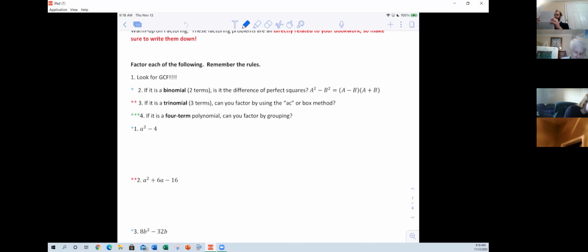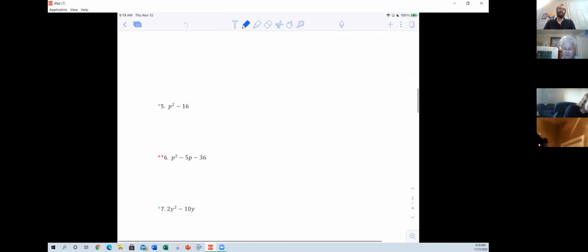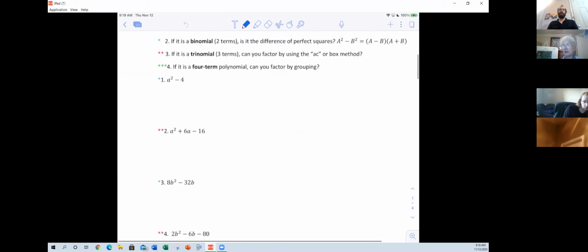So the first ones I want to start out with are the binomials. And these I've listed in the order that they appear in your homework, but we're going to go through and do the binomials and then the trinomials and then the 4-term polynomials. So how would you factor a squared minus 4?